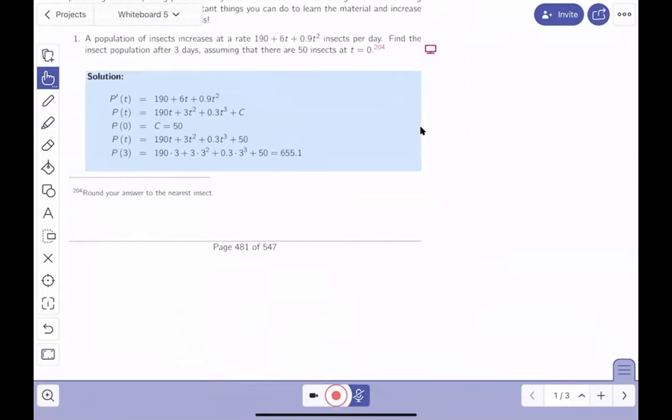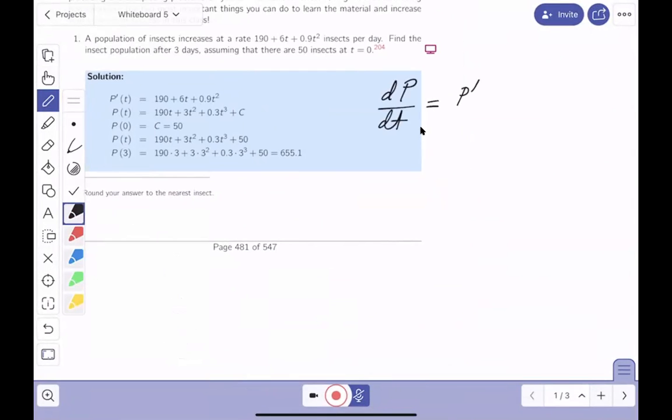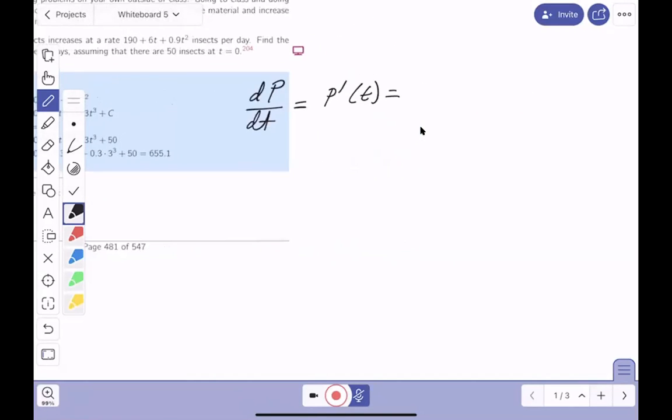Since we're talking about population, the derivative they're giving me is how the population is changing with respect to time. And what is that going to be? Well, you might also want to write down P prime of T, depending on your preferences. What's that rate going to be? They tell me it's 190 plus 6T plus 0.9 T squared, and the rate of this thing is insects per day.